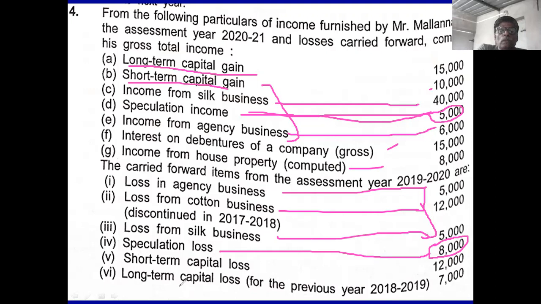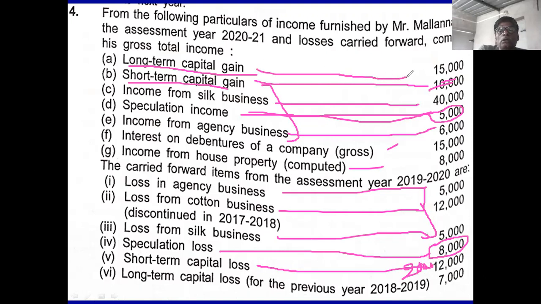Okay. Then come to the capital gains. Short-term capital loss 12,000 is here. So this short-term capital loss you adjust in the short-term capital gain 10,000. 10,000 income, 12,000 loss. So 2,000 remains. Out of 12,000 you adjust 10,000. 2,000 remains.